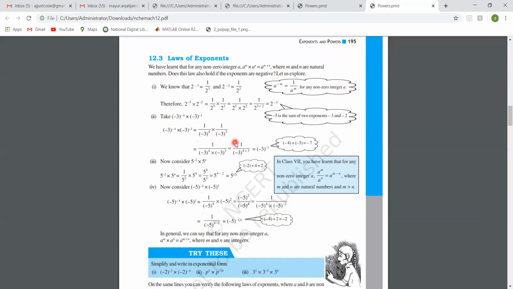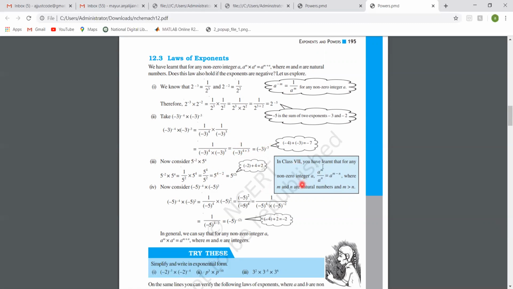Now I told you that in the case of multiplication, powers get added. You can see 1 upon minus 3 raised to the power 4 into minus 3 raised to the power 3. You can see here these bases are the same and the powers are different. So we write the base once and the powers get added. So I am getting 3 raised to the power minus 7.